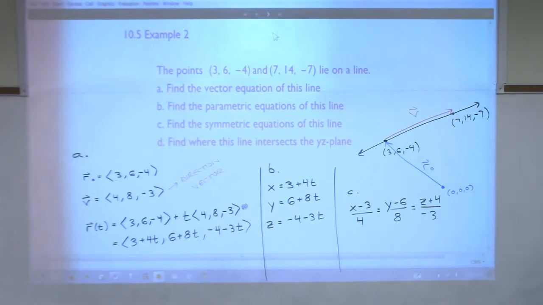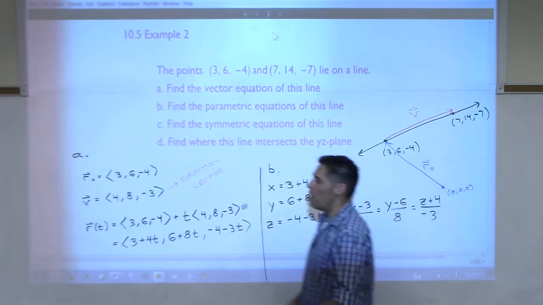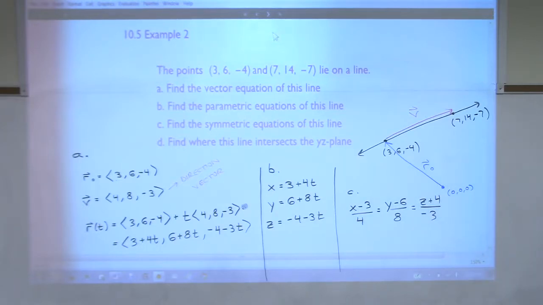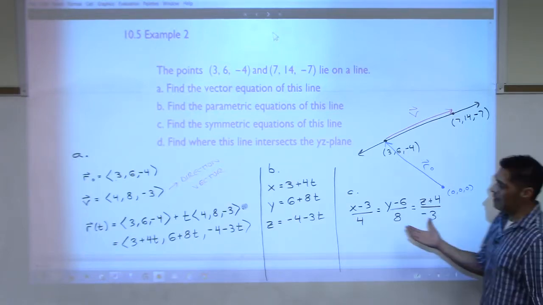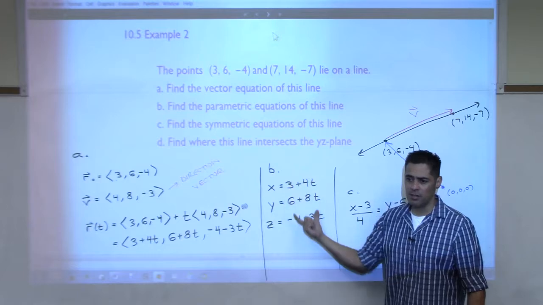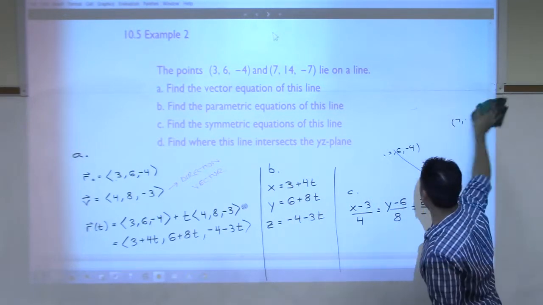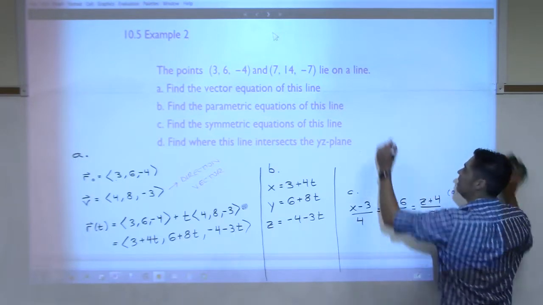Questions? D? Oh, D. Oh good, I'm glad you pointed that out. Find where this line intersects the YZ plane. Do you let x equal 0? X is 0, yeah, so if you're in the YZ plane, you're going to let x equal 0, right? So where should I do that? The parameter? I can do that in any one of these, right? But the one that makes most sense is probably the parametric. If you're going to intersect the YZ plane, so this will be part D.